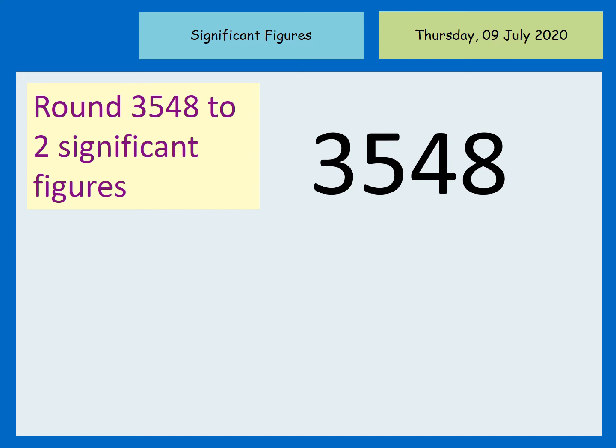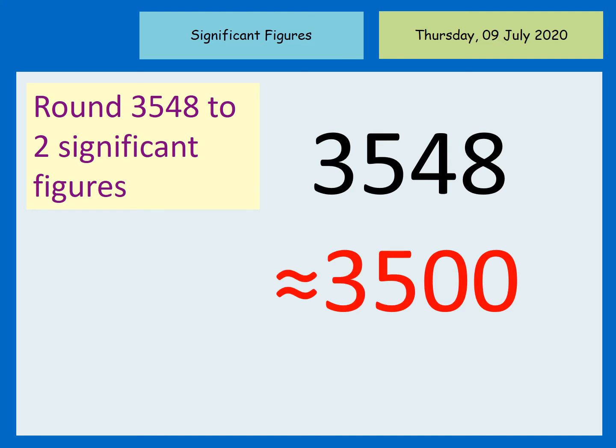Now we're going to look at rounding to two significant figures. So we have the number 3,548, and the question is asking us to round it to two significant figures. So the first thing we need to do is identify what the second significant figure is. So starting from the left, we have a 3 and then a 5, which means the 5 is our second significant figure. I'm then going to look at the number directly to the right, the number that comes directly after the 5, which in this case is the 4. Now the 4 is going to tell us whether to round this number up or down. As the 4 is less than 5, that means the number is going to round down. So our answer to this question is going to be 3,500.